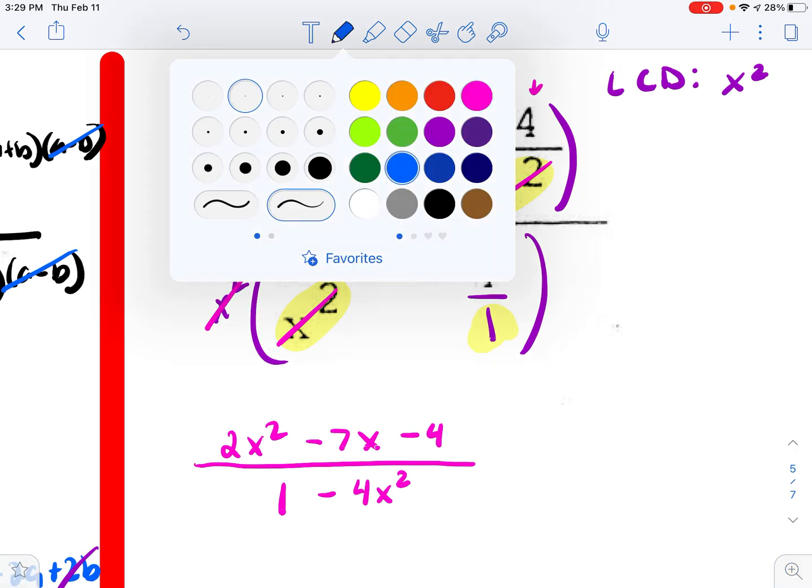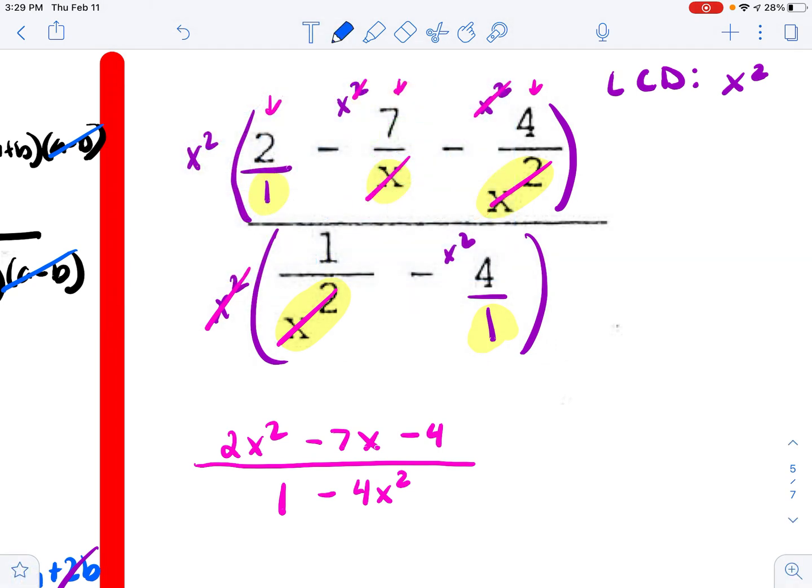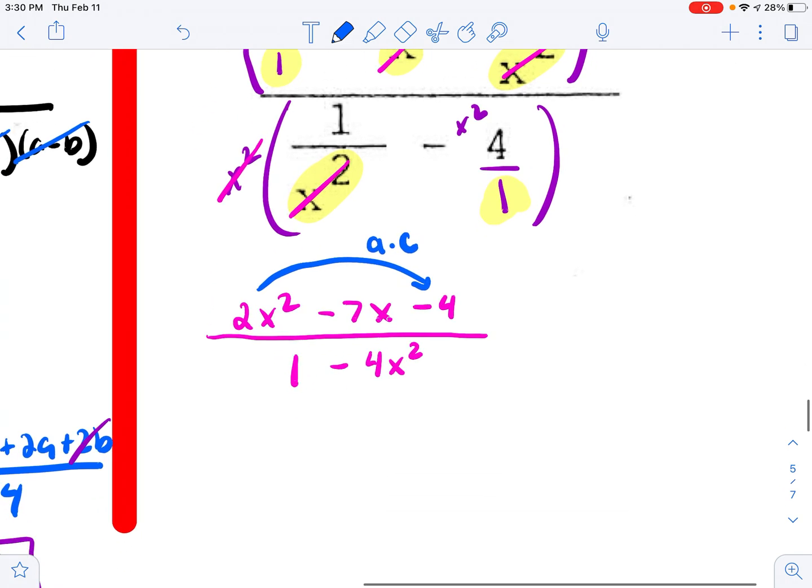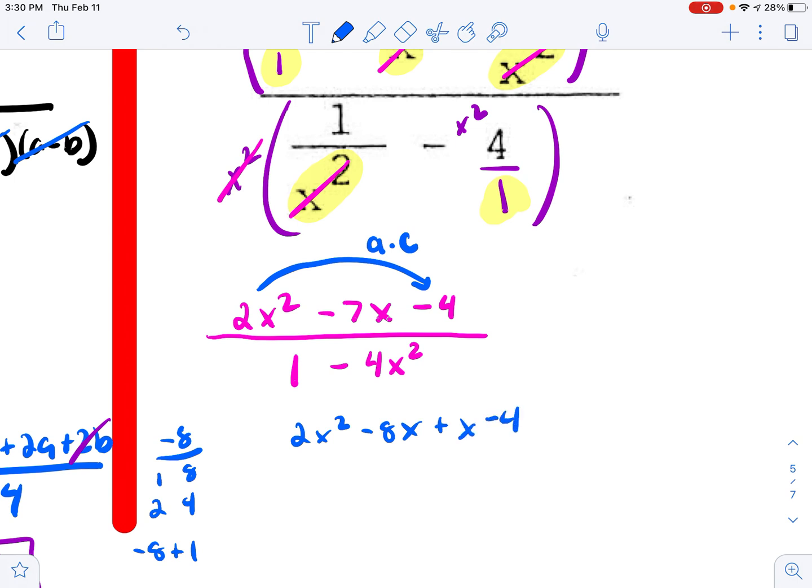Now, unfortunately, this numerator is not the prettiest of quadratics to factor. We have a coefficient of x squared that cannot be divided out as a GCF. So we're going to need to use a times c factoring. So I'm actually going to do this on the side. So a times c is minus 8. We're looking at the factors of minus 8 that will add up to negative 7. Those two numbers would be a minus 8 plus a 1. So I get 2x squared minus 8x plus 1x minus 4.